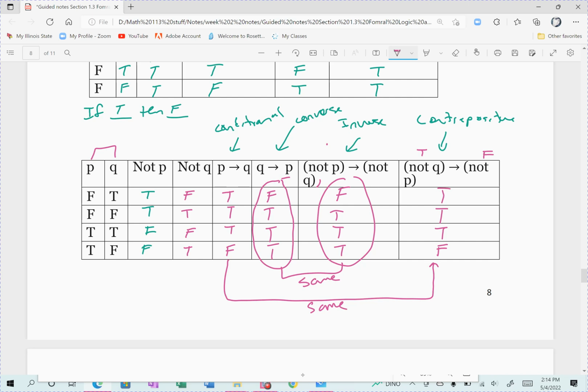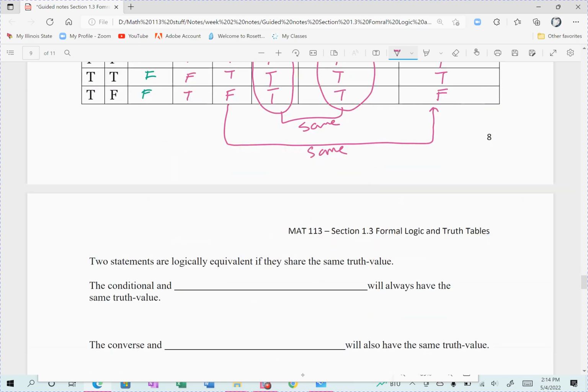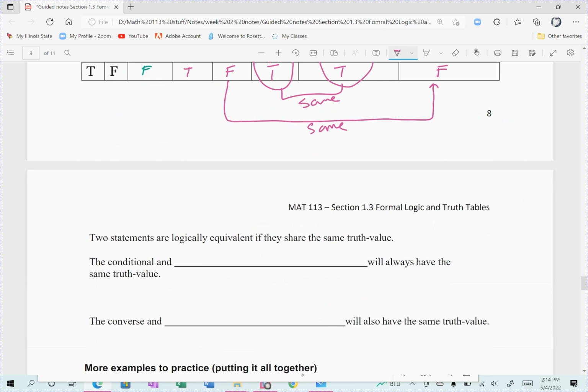So flipping the premise and conclusion has the exact same truth-false table as when we negate the premise and the conclusion. So the converse and inverse have the same truth table. The conditional and contrapositive have the same truth table, and I actually state that over here. All right, so the conditional and the contrapositive have the same truth value. So if the conditional is true, the contrapositive is true. If the conditional is false, the contrapositive is false. The converse and the inverse have the same truth table. So if the converse is true, the inverse is also true. If the converse is false, the inverse is also false.